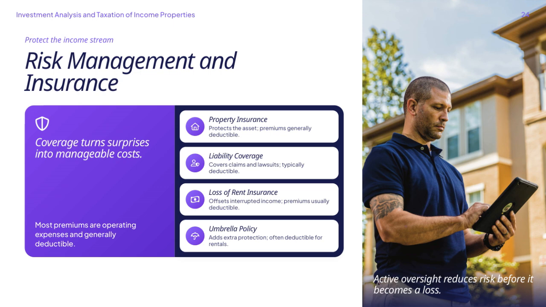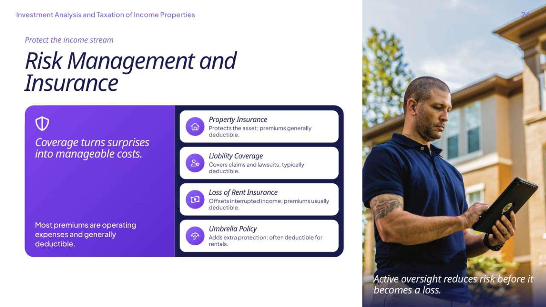First, property insurance protects the physical asset itself, such as a building. The premiums you pay for property insurance are usually deductible, which helps reduce your taxable income. Next, liability coverage is vital because it covers claims and lawsuits that might arise from accidents or damages related to your property. This coverage is typically deductible as well, providing an added layer of protection.